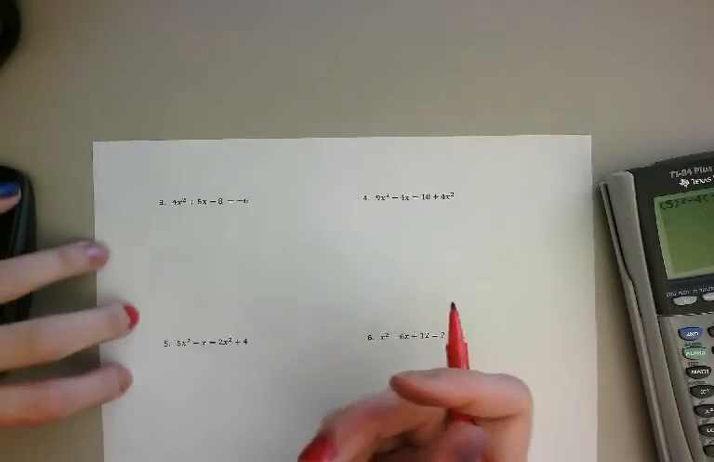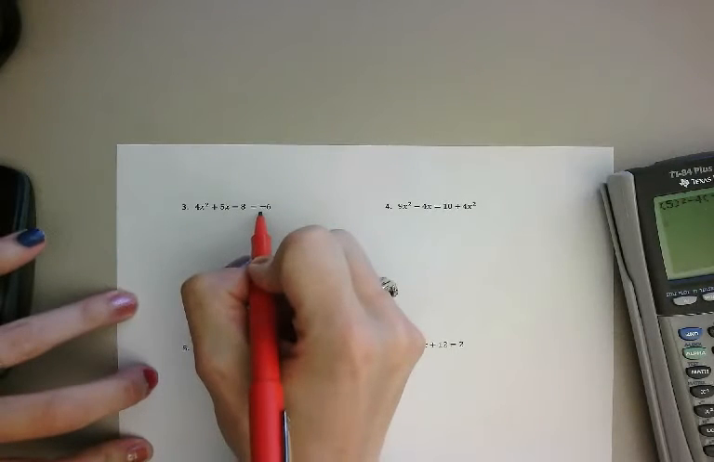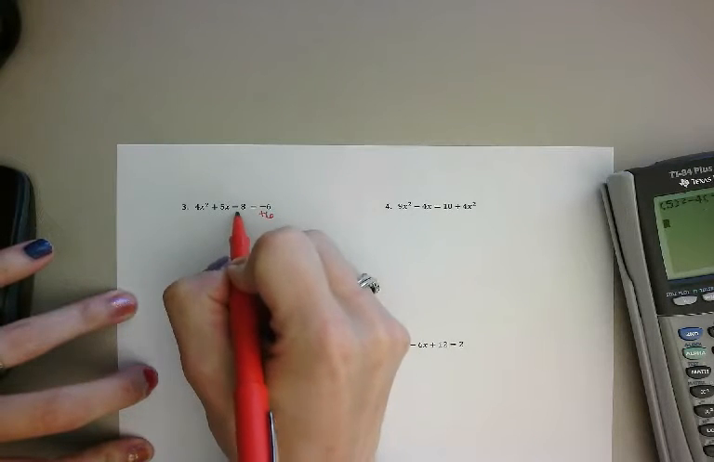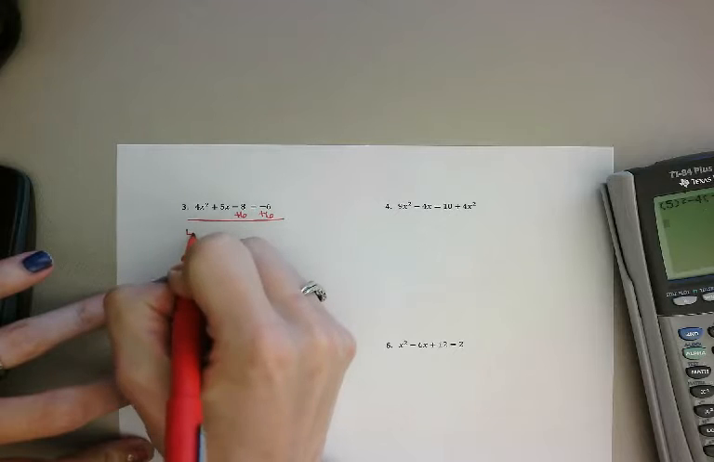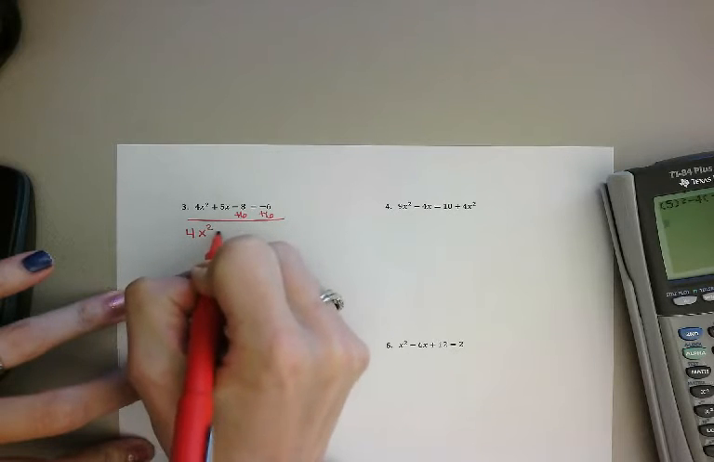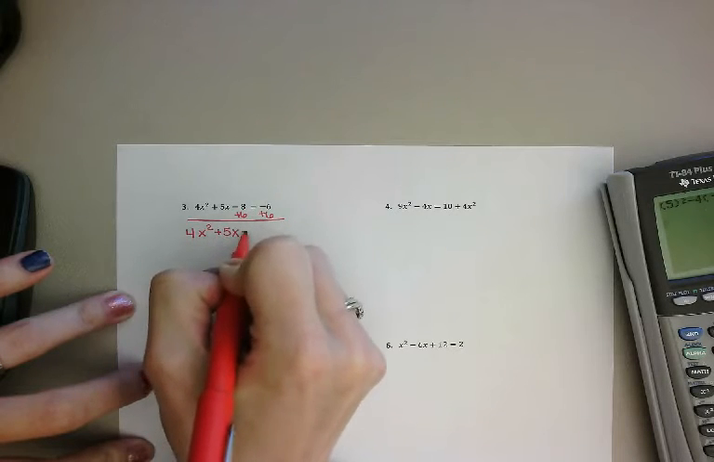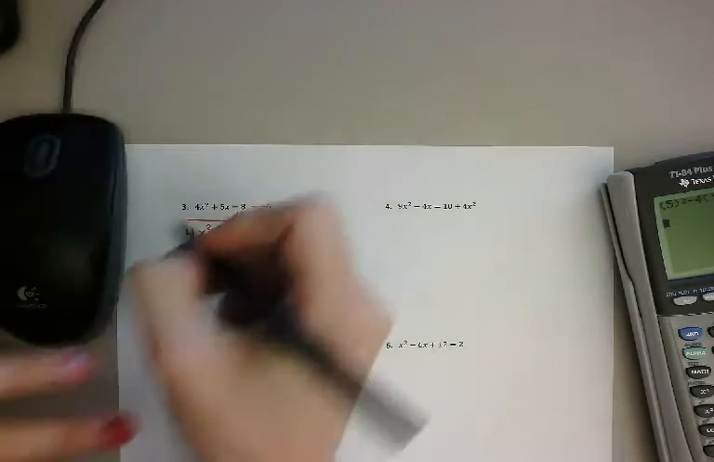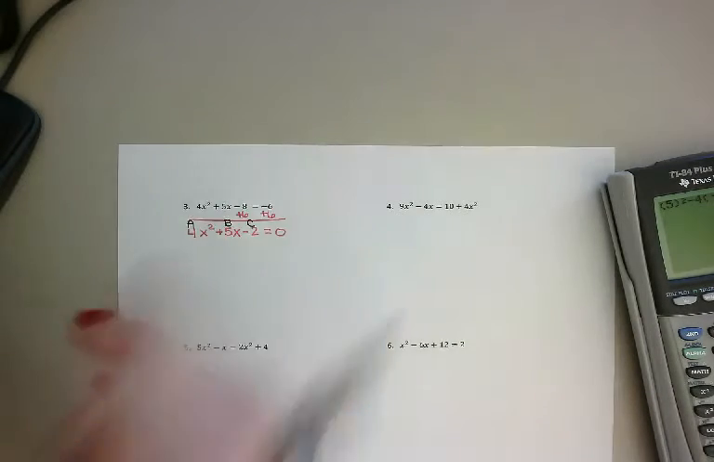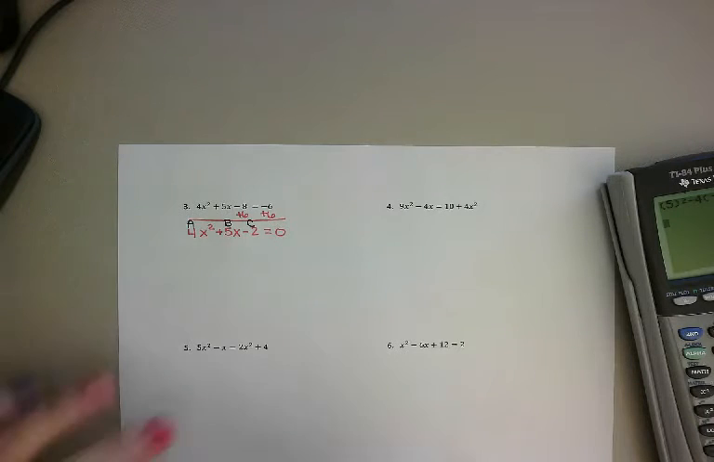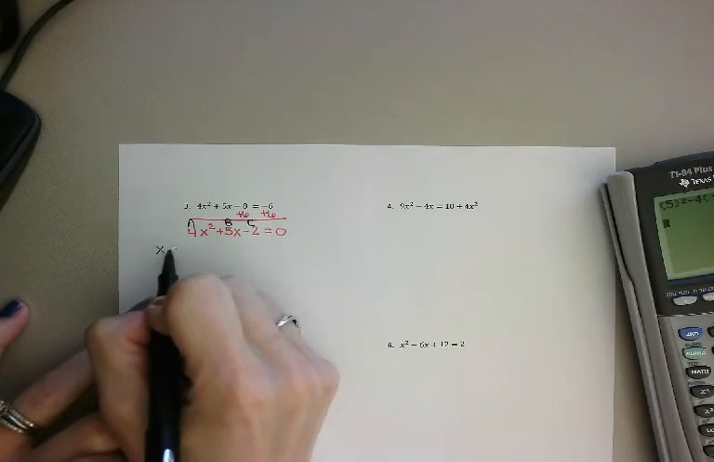This one's different. They don't have it set equal to 0, so I need to move this over so that I have a 0. So we're going to say 4x squared plus 5x minus 2 equals 0. And I'm going to identify this is my a, my b, and my c. And so now you want to make sure that you put parentheses.